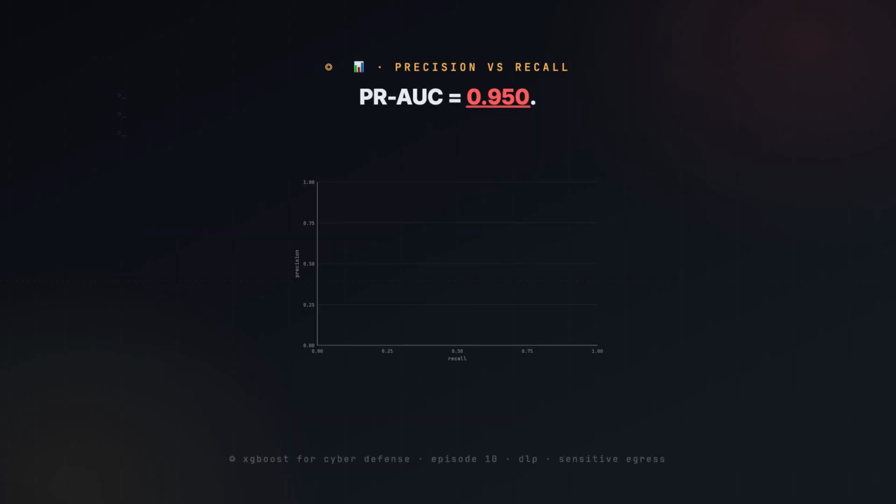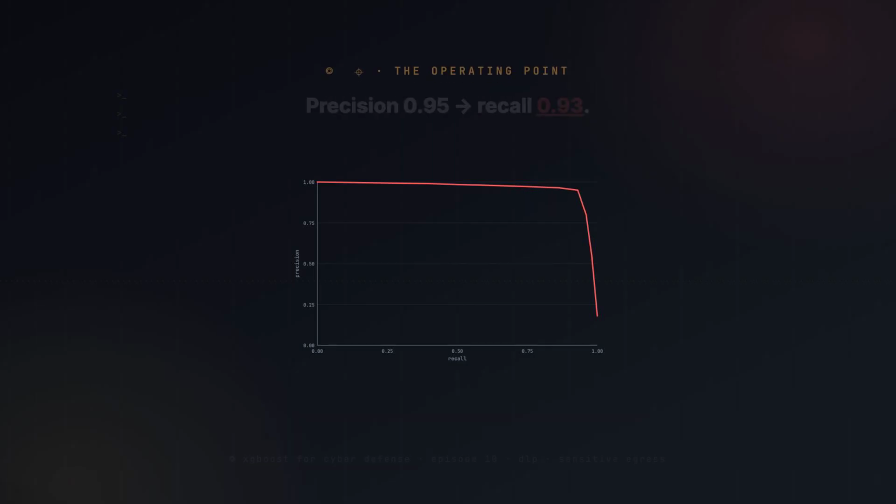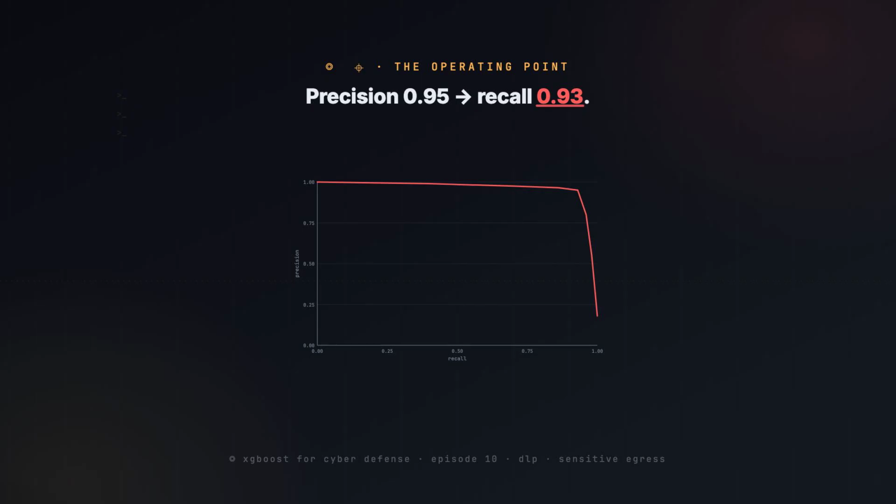The honest scoreboard is the precision recall curve, the same idiom we used in episode 4 to debunk accuracy. PR AUC here is 0.950. The model genuinely separates sensitive from benign. But PR AUC is the area. DLP cares about 1 point on the curve. We walk the curve down from the top until precision first drops below 0.95, and we plant our flag right there. And here's the operating point that ships: at precision 0.95, recall is 0.93, and the false positive rate is 0.5%.